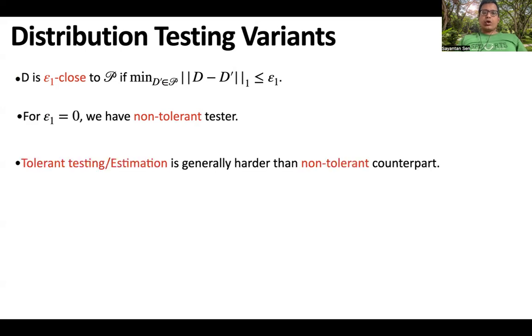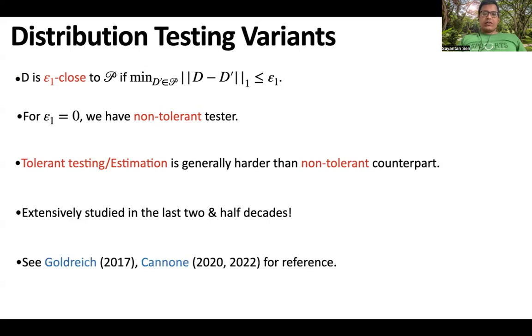It turns out that tolerant testing or estimation is generally harder than its non-tolerant counterpart. And over the last 2.5 decades, they have been extensively studied. See the book by Goldreich and the surveys by Canonne for more detailed references of the techniques.